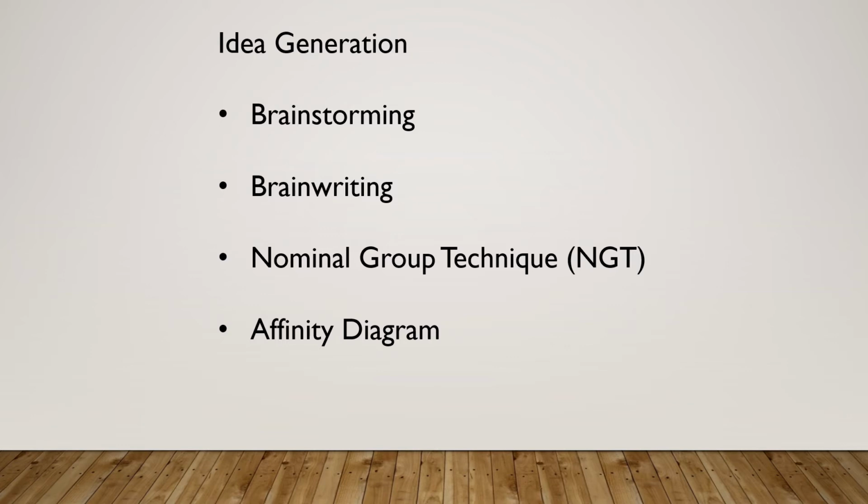The rules for brainwriting are the following. Number 1, silence is golden. No discussion or criticism is allowed. And number 2, responses must be legible. Let's move on to the next technique, nominal group technique, NGT. Here's how the nominal group technique works.